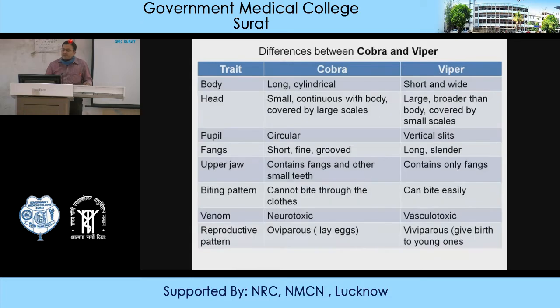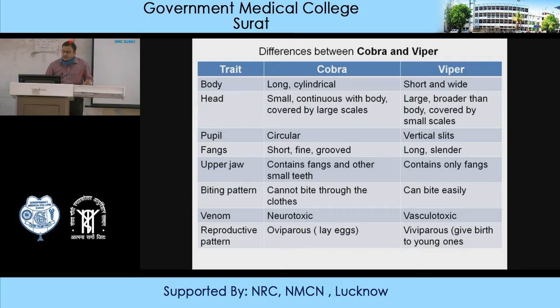Now the difference between cobra and viper. One of the important differences is that the cobra belongs to the Elapidae family and the viper belongs to the Viperidae family. The cobra's body is long and cylindrical, the viper's short and wide. The cobra's head is small, continuous with the body, covered by large scales, while in the viper the head is large, broader than the body, covered by small scales. The pupil is circular, while in the viper it has a vertical slit.